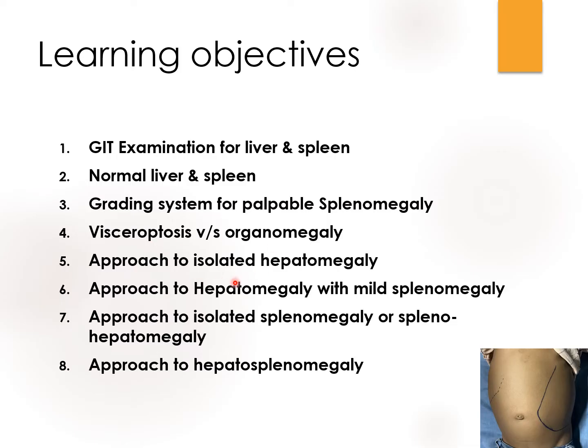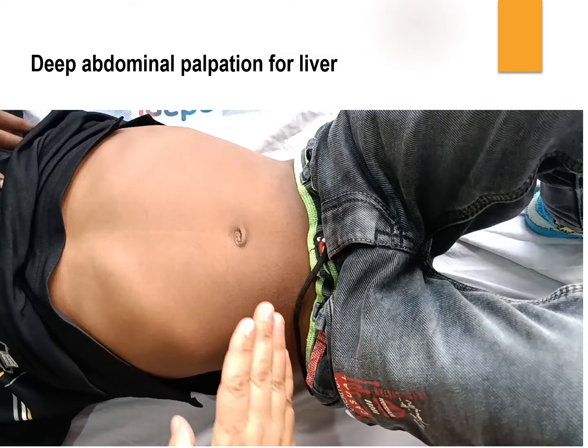How to approach isolated hepatomegaly, approach to hepatomegaly with mild splenomegaly, approach to isolated splenomegaly or splenohepatomegaly, and approach to hepatosplenomegaly. So the first objective is how to palpate the liver.